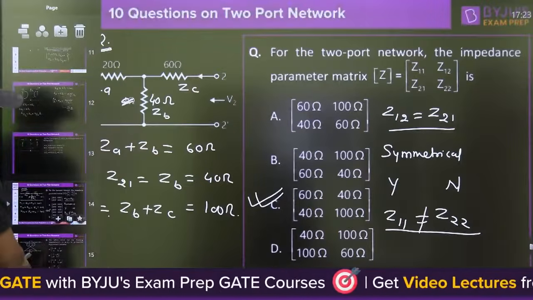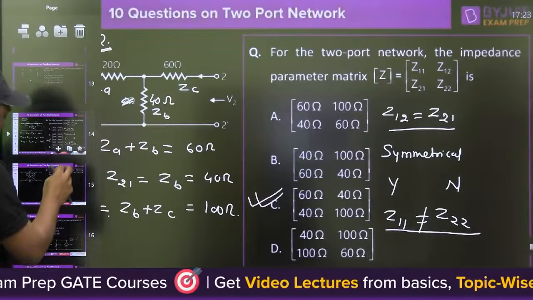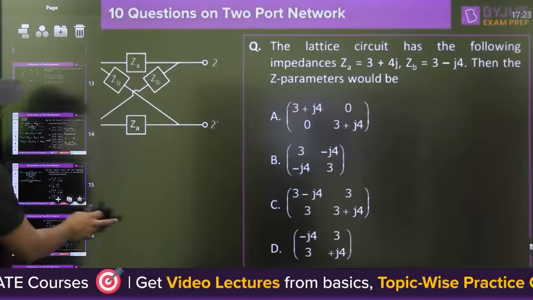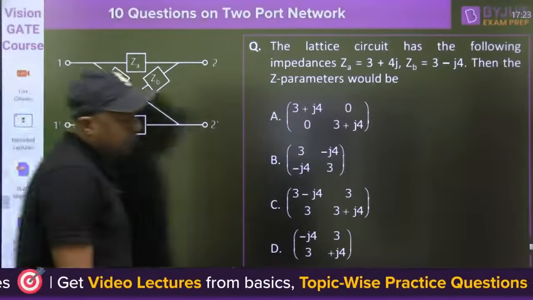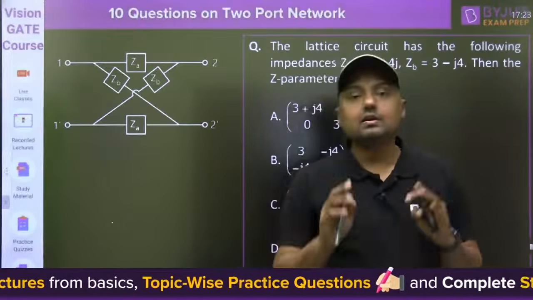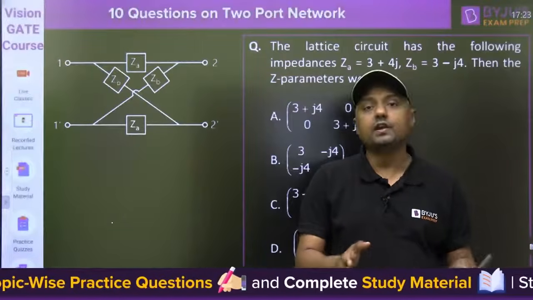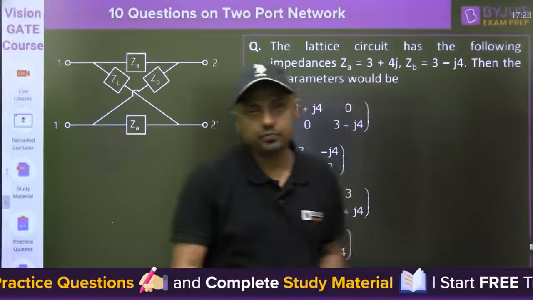Next one, the answer we have already solved. That answer is C for this. Now, the next question is on the lattice diagram. This is again a very important, easy question. If you have an idea, then you can answer. Otherwise, you are going to lose the marks.